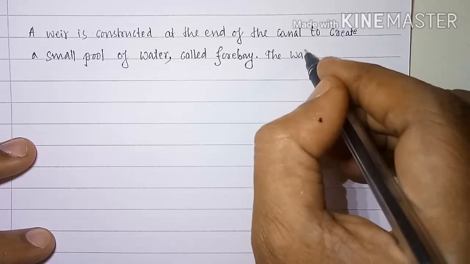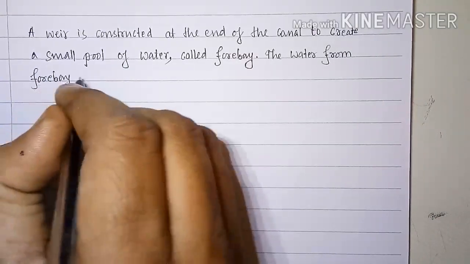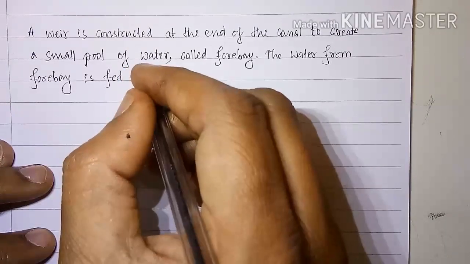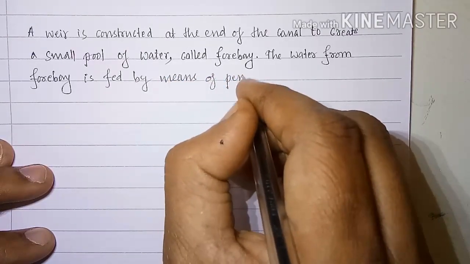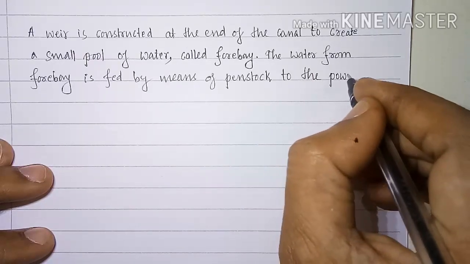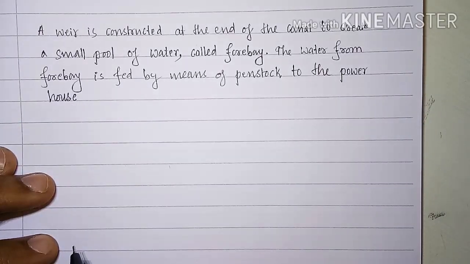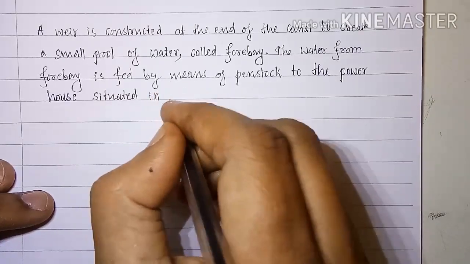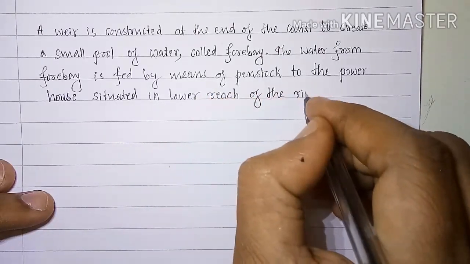The water from the forebay is fed by means of a penstock to the powerhouse situated in the lower reach of the river.